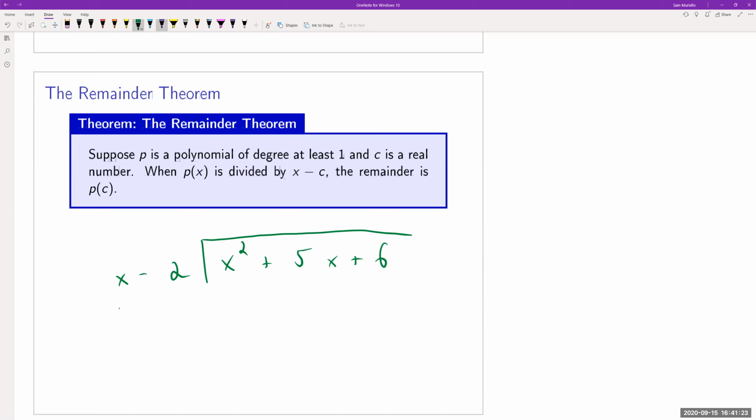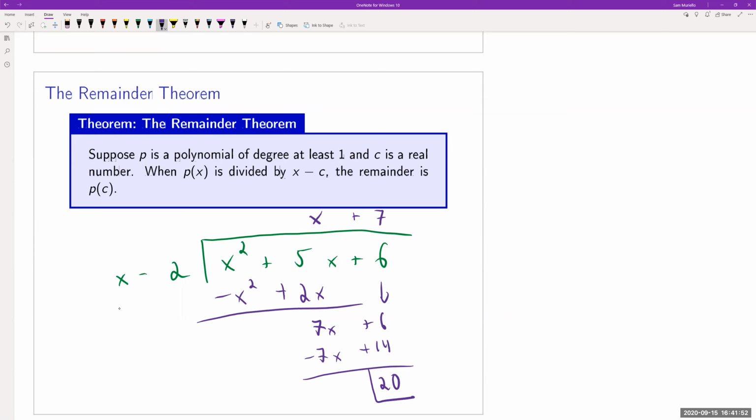So here x minus 2 goes into the first piece, x times, giving me x squared minus 2x. Change to addition, 7x plus 6. This goes in 7 times. So that means that I will need to do 7x minus 14 and gives me 20. So the answer is x plus 7, remainder 20.